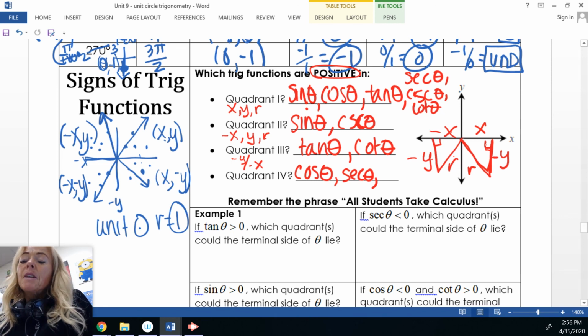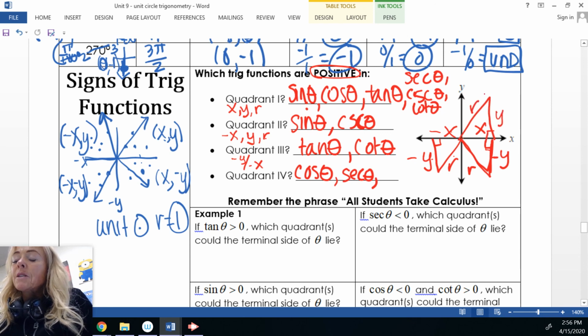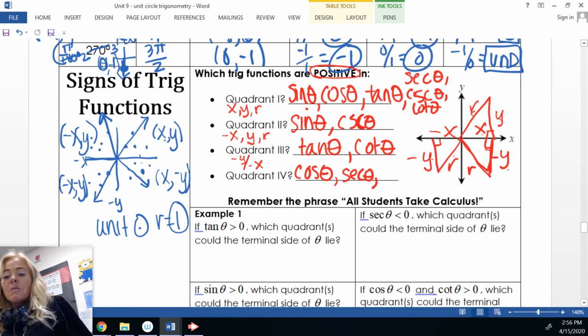I did. Just to show you, I didn't actually do that, and I thought of it halfway through here. If this is x, this is y, and this is r, that's why everything's positive in the first quadrant. Y over r is positive, r over y is positive, so sine and cosecant are positive. And then x over r and r over x, cosine and secant, are positive. And then y over x or x over y, tangent and cotangent, are positive.